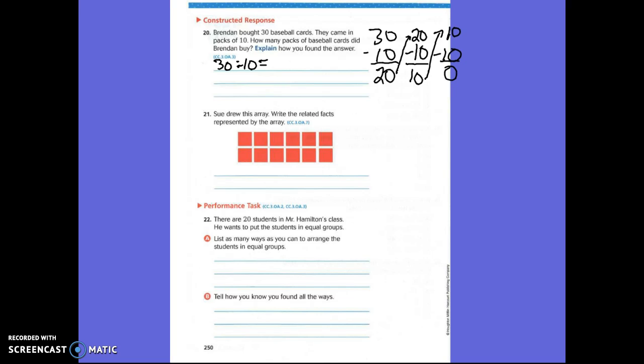We divided, subtracted 3 times. We did not divide 3 times. We subtracted 3 times. Yes, we subtracted 3 times. Okay, explain how we found the answer. I did repeated subtraction.